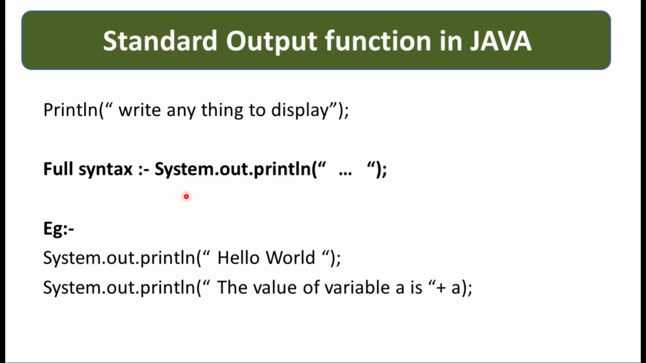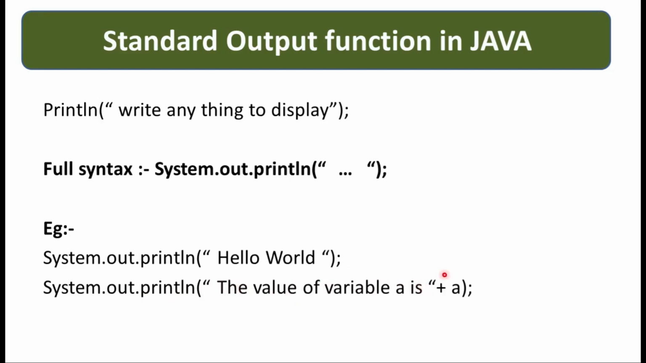Alright. So if you want to display hello world on the screen, this is the way you need to write this println function: System.out.println hello world. For instance, if you want to display the value of variable a, let us imagine that you have declared a variable a and the value you have assigned to a is 50, and you want to display that the value of a is 50. To do that, System.out.println the value of variable a is, there you have to stop.